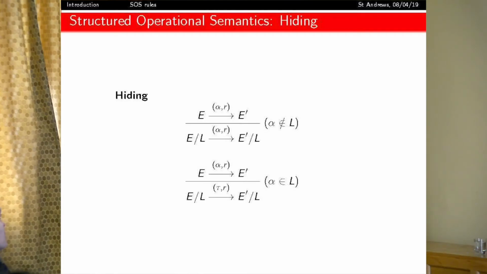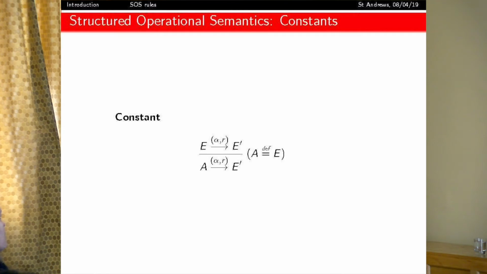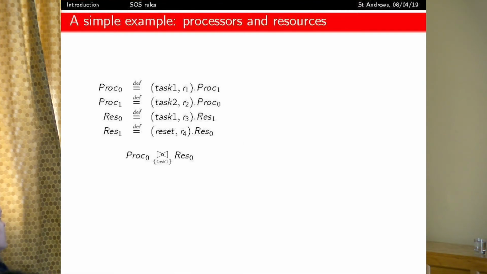Hiding just means that we change to this special symbol tau, which says this is a private action. And then private actions are not involved in any synchronization. Then constants just mean that we assign the behavior of a previous definition. So the language is very simple, but quite powerful.